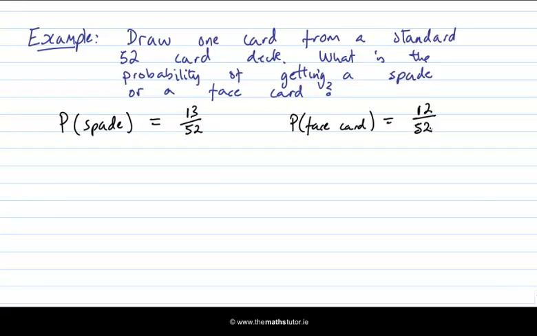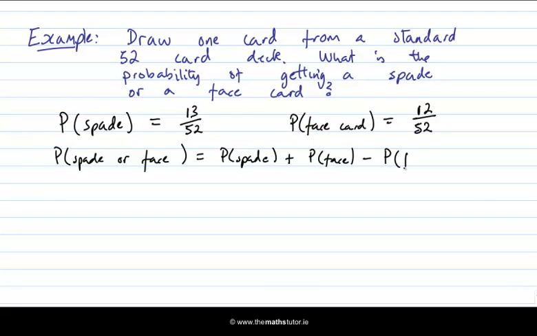Now we want to work out the probability of getting a spade or a face card. So the probability of a spade or a face card, right? According to the addition law, it's the probability of a spade plus the probability of a face card, I'll just put face there, minus the probability of both, the probability of face card and a spade.